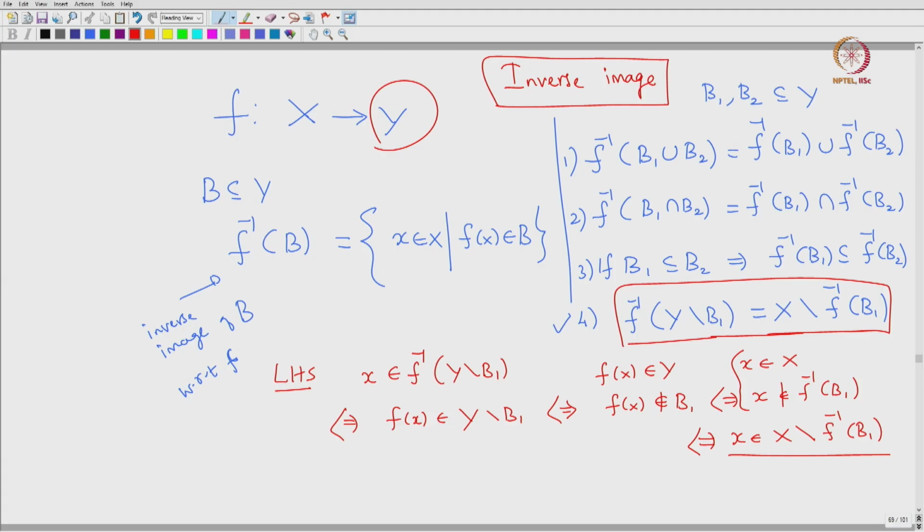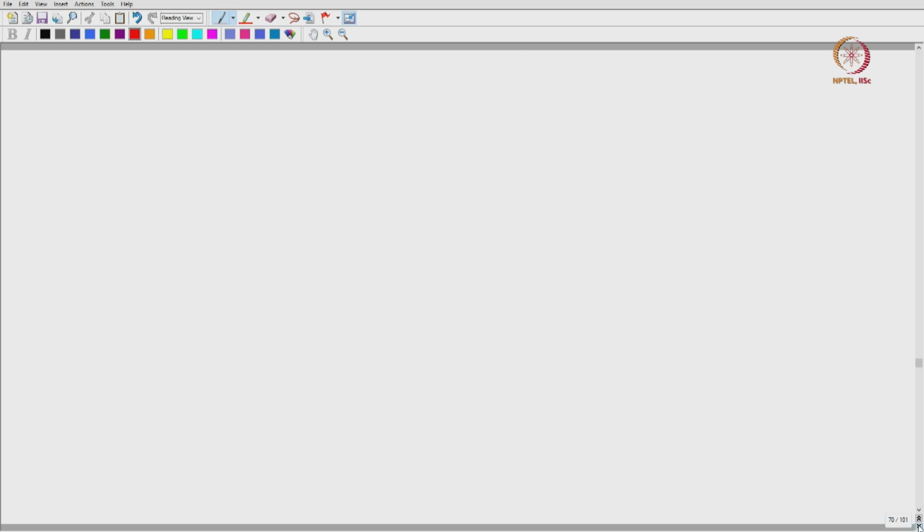So this tells you that the inverse image operation indeed behaves very well with respect to the set operations. And one can actually want to find inverse images more explicitly, and that would help one to do calculations very well. Okay, I will stop here.